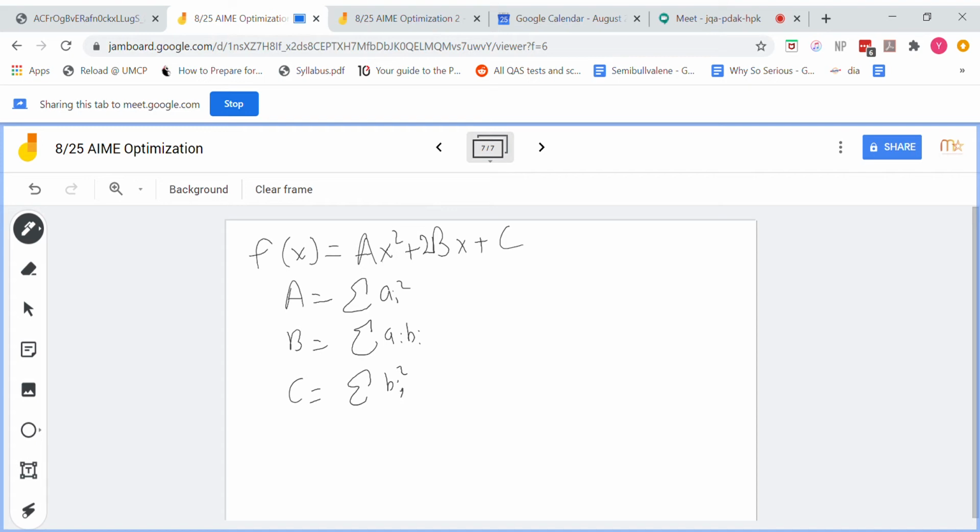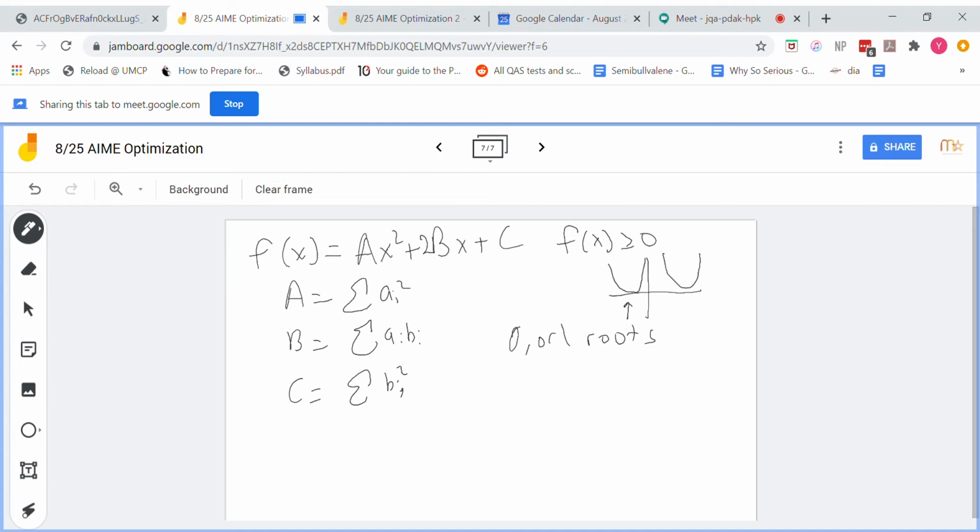And now that we know that f of x is greater than or equal to 0 for all values of x, that means this quadratic either doesn't touch the x-axis, or does touch the x-axis. So it has either no roots, or it has a single root, so 0 or 1 roots. And so what must that mean? That must mean that the discriminant of this quadratic is at most 0, right?